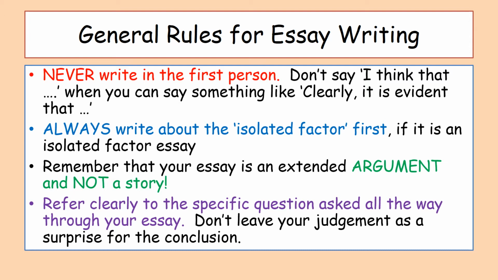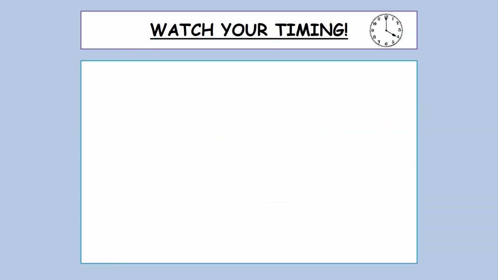Don't leave your judgment as a surprise for the conclusion at the end, because remember, in your introduction you need to have a line of argument, so stick to that line of argument that you make in your introduction throughout your essay. Don't say, for example, in your introduction that you think tensions within the wartime alliance were the most important reason for the Cold War starting, and then in your conclusion you change your mind to ideological differences. Try and stick to the same argument throughout your essay.